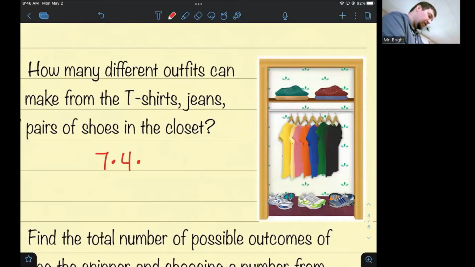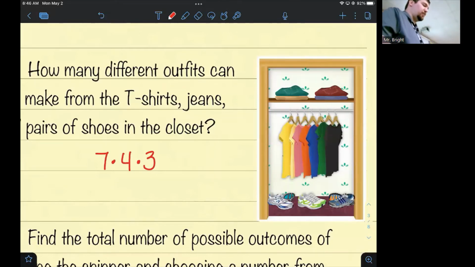3. So if you don't care about matching and you're just picking a random outfit together, everybody in here is matching. Well, pretty much. I'm matching, shoes matching.